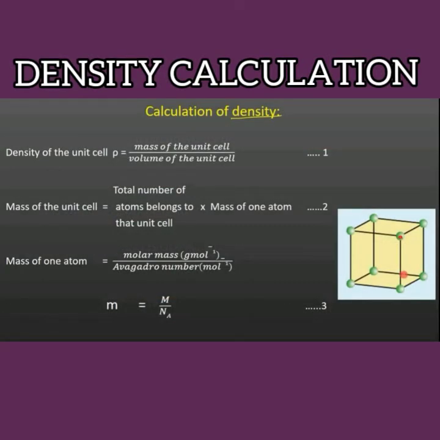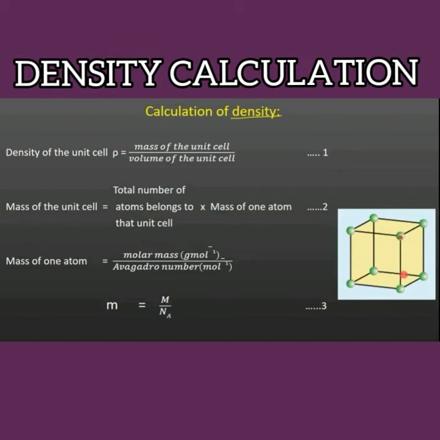The next topic is calculation of density of a cubic unit cell. How will you calculate the density rho? Its symbol is rho, density of a crystal. What is the formula? Now we are going to derive it in 3 steps. Before that, we know the formula for density is simply mass by volume. Now we have to add the word unit cell. So density of the unit cell rho is equal to mass of the unit cell divided by volume of the unit cell. Consider this as the first equation.